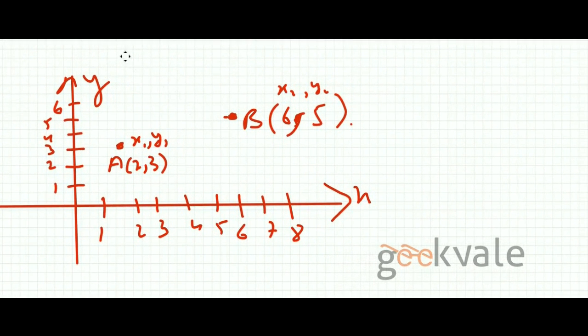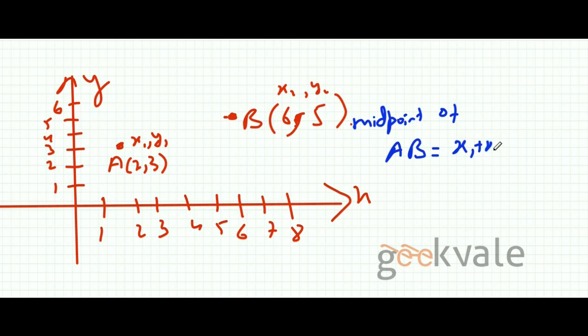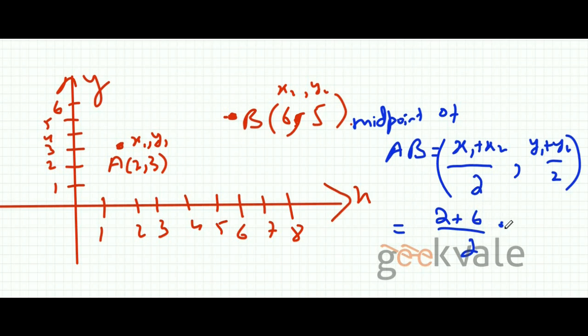So in order to calculate the midpoint of AB, to calculate the x coordinate of the midpoint, you add their x coordinates and divide by 2. And to calculate the y coordinate of the midpoint, you do y1 plus y2 over 2. That's pretty much it. All you have to do is add their x coordinates, that is 2 plus 6 divided by 2, and for the y coordinate, you add their y coordinates, 3 plus 5 divided by 2.